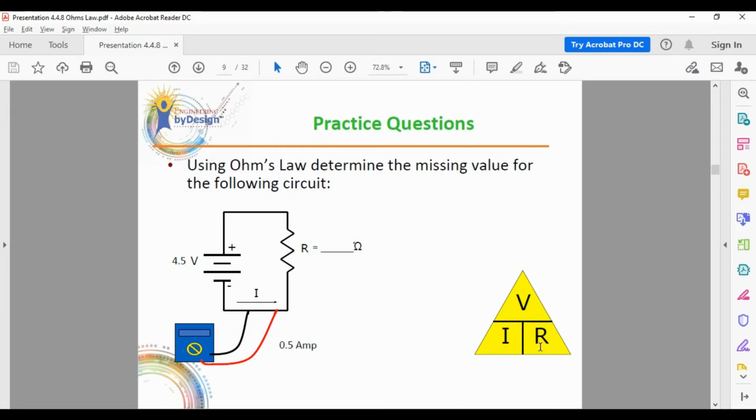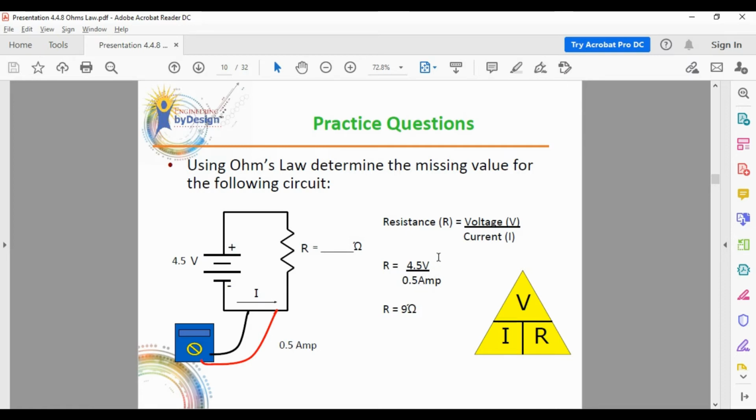So what we're looking for is resistance. Resistance is going to be V divided by I. So it's voltage divided by current, 4.5 divided by 0.5. And you get that this was a 9 ohm resistor. As long as current is in amps and voltage is in volts, you don't have to do any conversion.